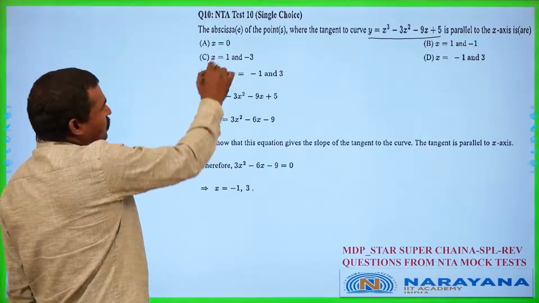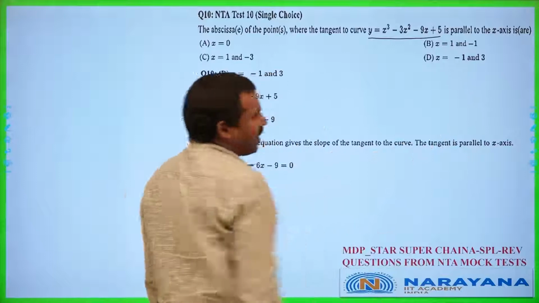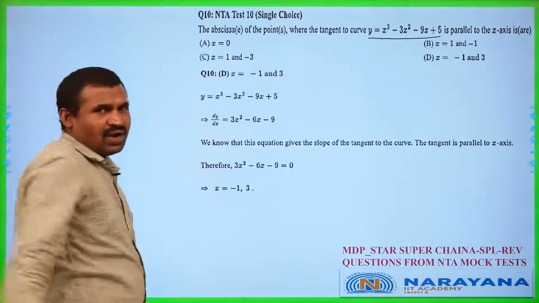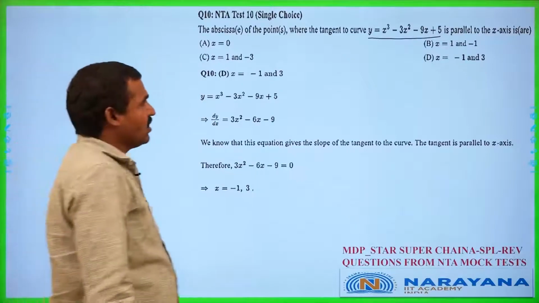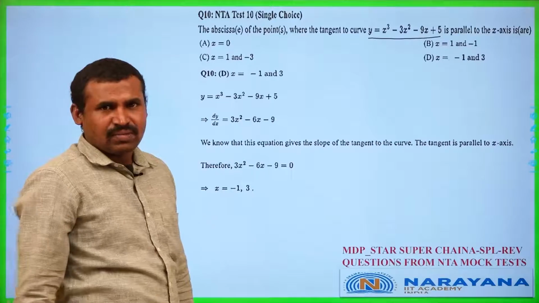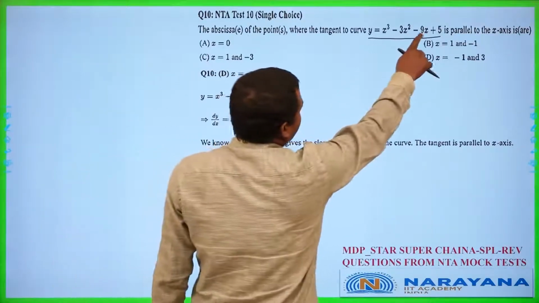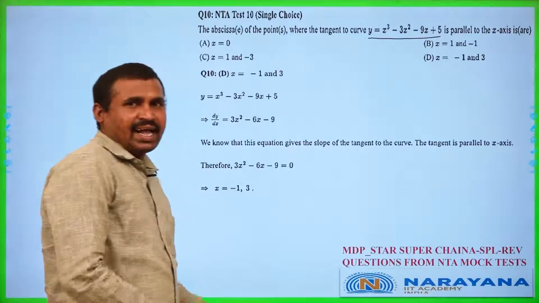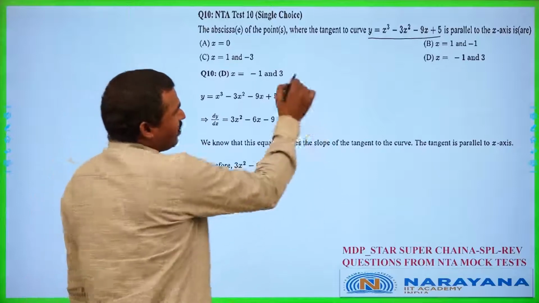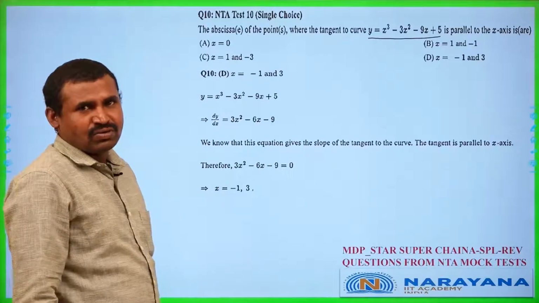Option A, x is equal to 0; option B, x is equal to 1 and x is equal to minus 1; option C, x is equal to 1 and x is equal to minus 3; and option D is x is equal to minus 1 and x is equal to 3. So, here the function is x cube minus 3x square minus 9x plus 5, and the tangent is parallel to the x axis. Tangent is parallel to the x axis means dy by dx should be equal to 0.